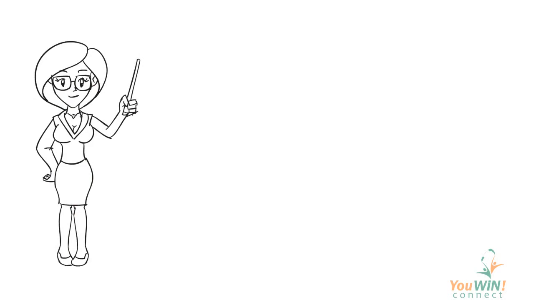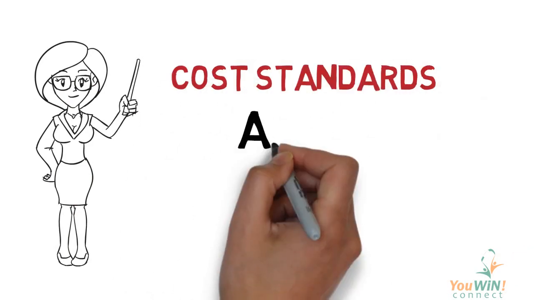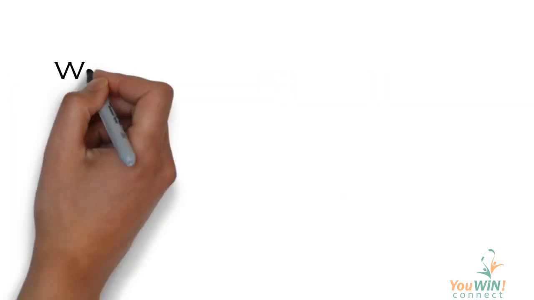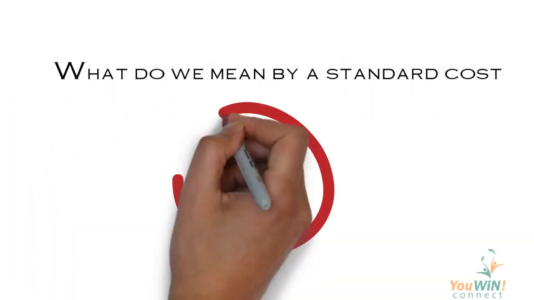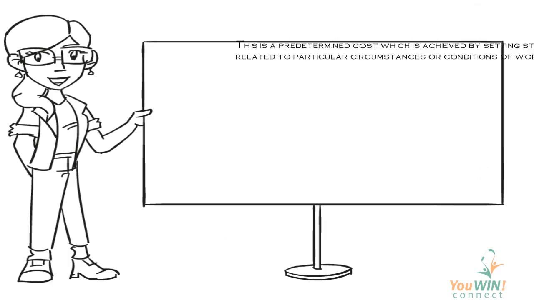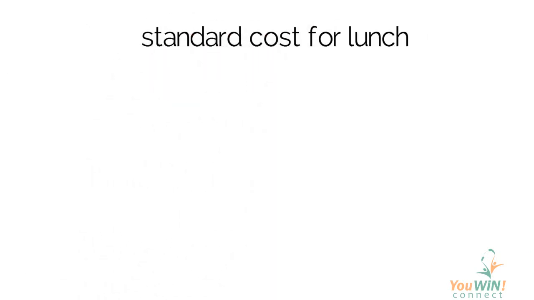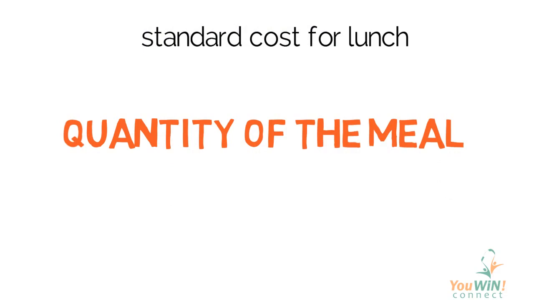This leads us to the next section, cost standards and cost variances. What do we mean by a standard cost? This is a predetermined cost which is achieved by certain standards related to particular circumstances or conditions of work. Standards should be related to a specific situation or scenario. For example, the standard cost for lunch should depend on the quantity of the meal.